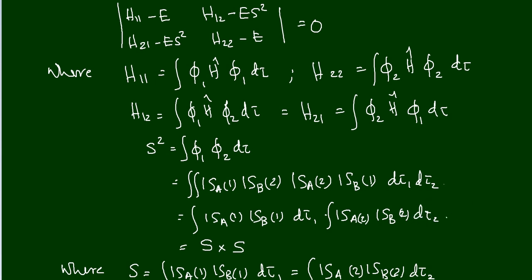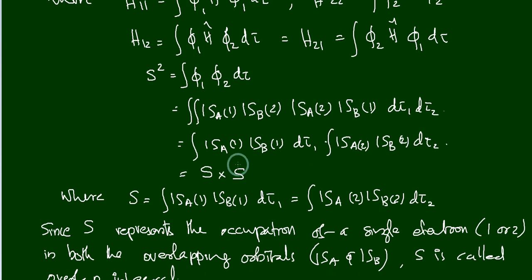Okay, and let me call this integral 1s_A1 1s_B1 dτ1 as S, and the integral 1s_A2 1s_B2 dτ2 also equal to S. Whether it is electron 1 or electron 2, they are indistinguishable, so you can call both S. Therefore, S into S is equal to S square. That is why, to express it in the form S times S, I wrote S square at the beginning.